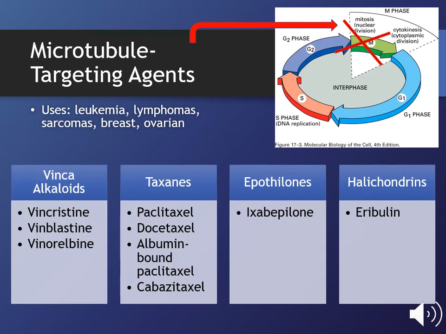Our microtubule targeting agents are cell cycle specific as well, and they inhibit the M phase where mitosis occurs. They are used in a variety of malignancies, including leukemias, lymphomas, sarcomas, and ovarian cancer. Today, we're going to focus primarily on the first two subclasses, the vinca alkaloids and the taxanes. Vinca alkaloids, in terms of their mechanism of action, prevent the assembly of the microtubule network, whereas taxanes prevent the disassembly of the microtubule network.